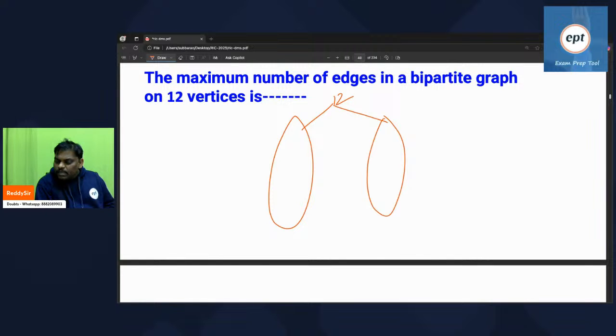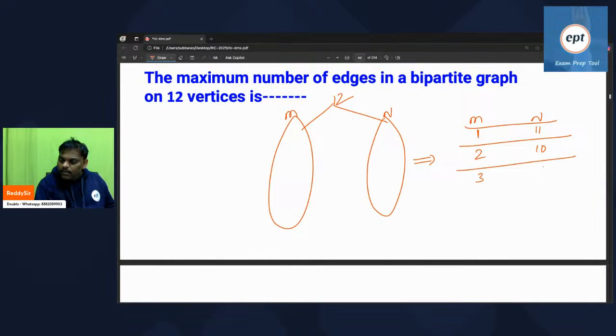Some people are asking, sir, how equally can I divide? I think one combination, definitely in every group, M group, N group, at least one person is required. So first possibility, 1 and 11. Second possibility, 2 and 10. Next, 3 and 9. Next, 4 and 8. Next, 5 and 7. Next, 6 and 6.